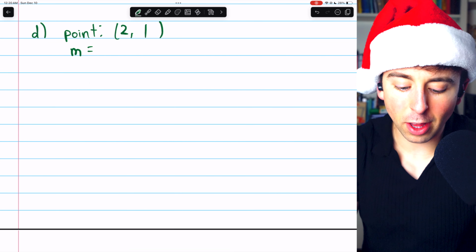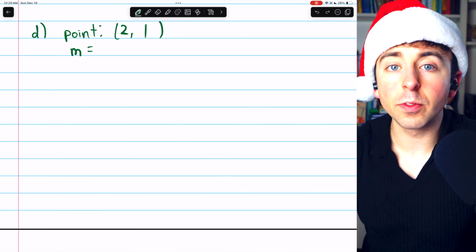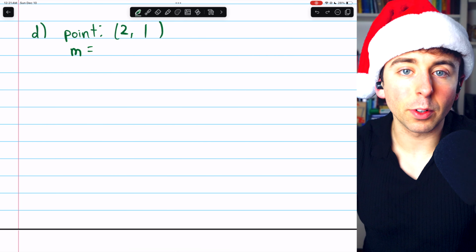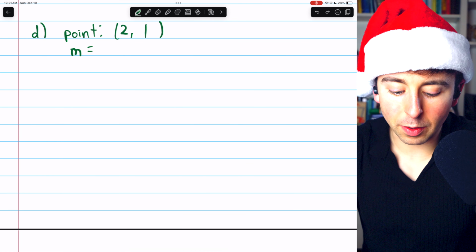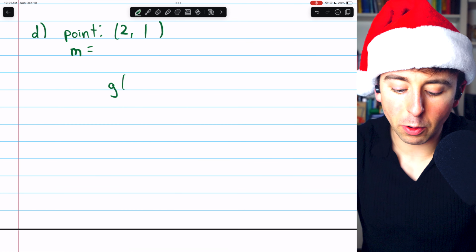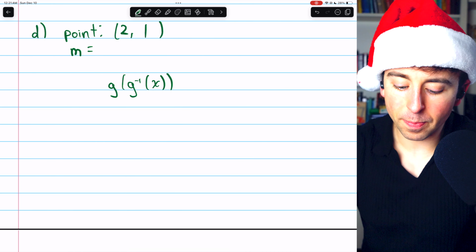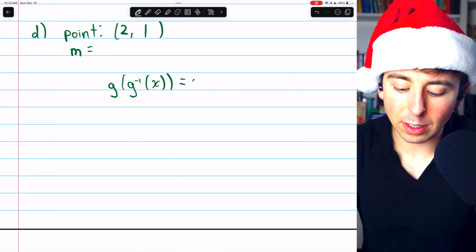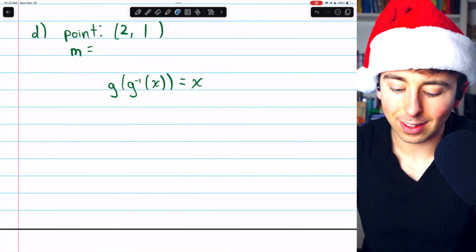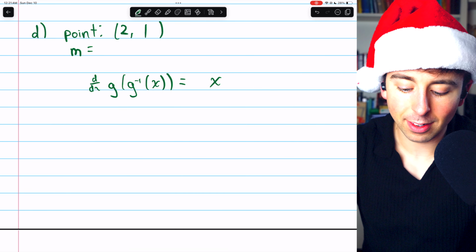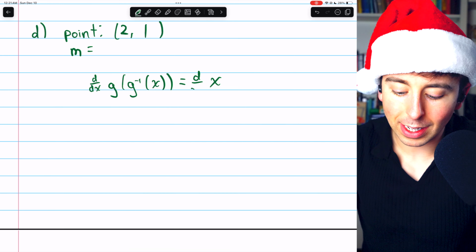Alright, now to find the slope, we're going to have to take the derivative of g inverse. It'd be helpful if you knew the formula for the derivative of an inverse function, but it's not the end of the world if you don't have that memorized. We can figure it out from scratch pretty easily. By definition of an inverse function, we know that g of g inverse of x equals x, because inverse functions cancel each other out. What we're going to do next is take the derivative on the left with respect to x, and the derivative on the right with respect to x.